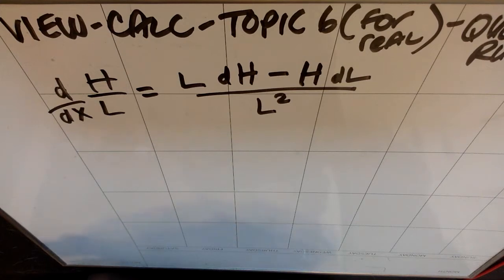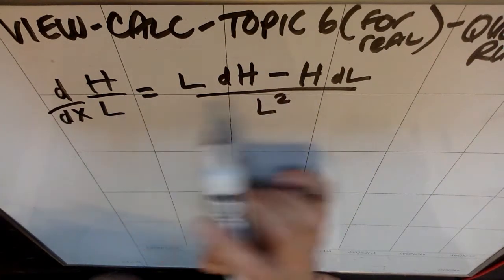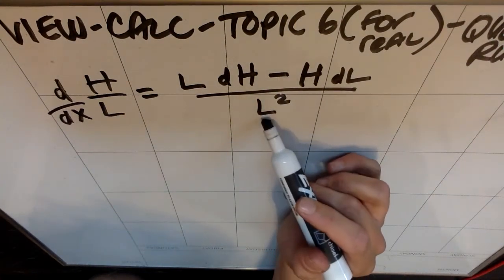Notice that h stands for high, meaning the top function, and L stands for low, meaning the bottom function. You could also see it with n for the top and d for the bottom, like numerator and denominator, but that gets a little messy because of all the d's, like dl, dh, d, whatever. So anyway, low d high minus high d low, draw the line, square the low. Notice that this is not commutative, both because of the subtraction and because the bottom is just an L squared.